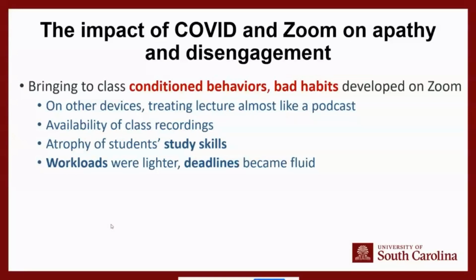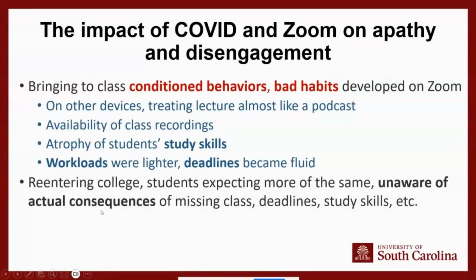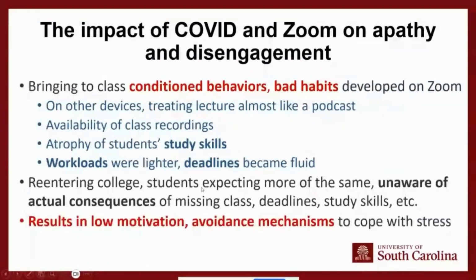This is how you make sure that you keep on task. And so these are skills that we need to teach our students now. Students are expecting when they re-entered college more of the same, and they didn't really recognize that there are consequences to these actions or inactions, actually missing class and deadlines and study skills, that there are consequences to that, and this is what happens. And so what we see is that we have low motivation, we have avoidance mechanisms. Students are missing class or skipping class. They're not turning in assignments. They're basically not assuming that there are going to be consequences.